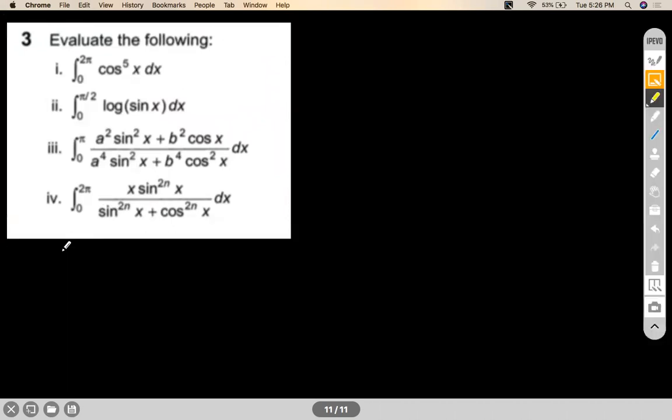Third one. Let's do the third one. Third one, remember, there's a square, b square, there's a4, b4, sine square, cos x, sine square, sine square. Sorry, sine square, cos square. Small changes here. Many people will say, is there a printing mistake, should have been cos square? No, it is actually cos x only.